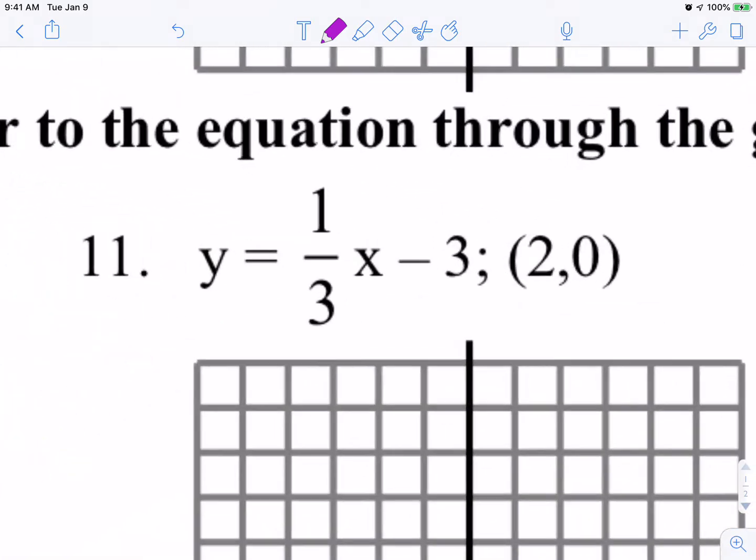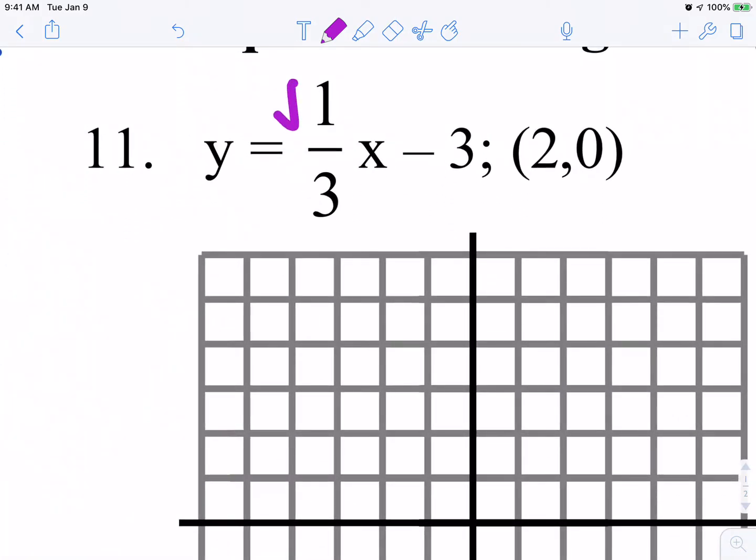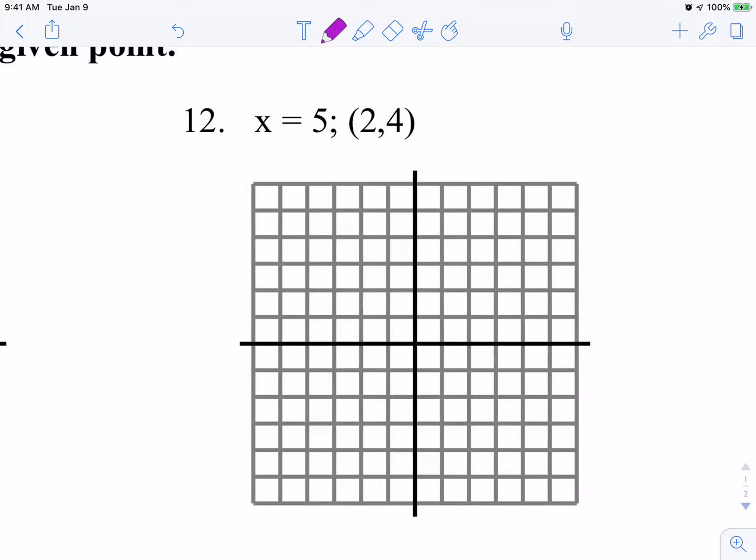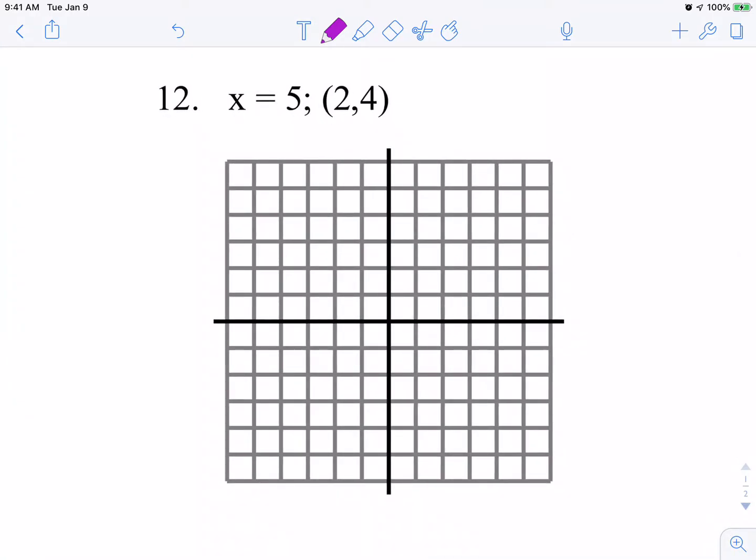Remember, fractions just tell you how many steps up and how many steps to the right. So fractions are just fine. Number 12 is going to challenge you a little bit, because remember, x equals 5. You have to go to the x side. This is how x equals 5 looks, a straight line up and down.